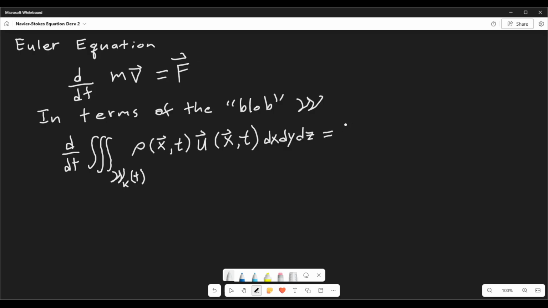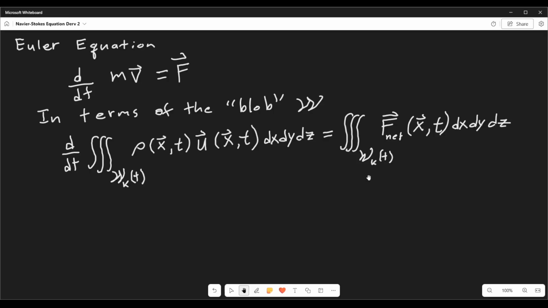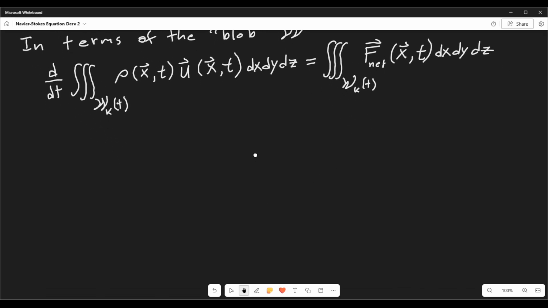And then this equals another volume integral, same blob of course, integrating over the net force, which depends on location and time. And then, of course, the same integral. So, to go over this in a little bit more detail, where this actually comes from.